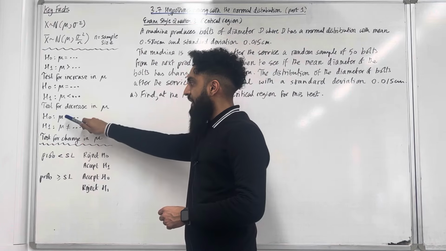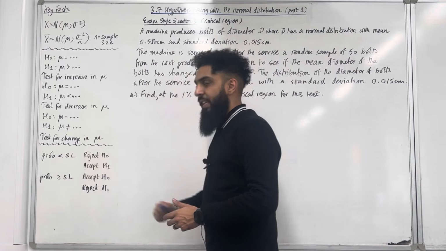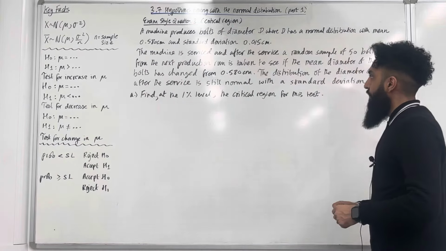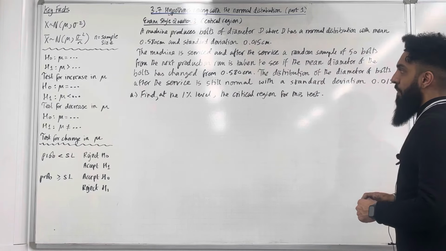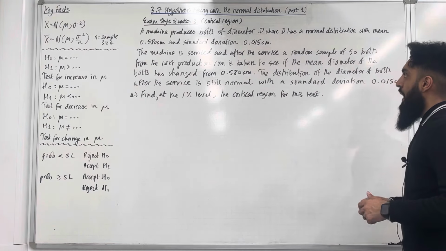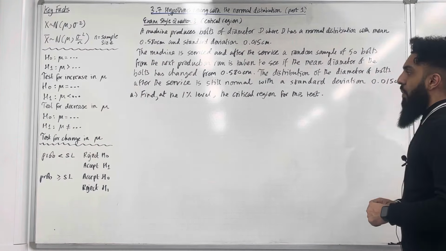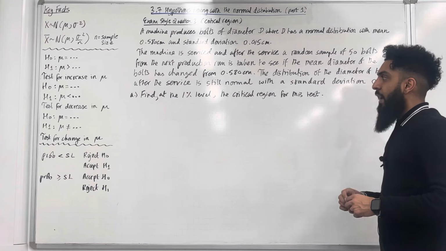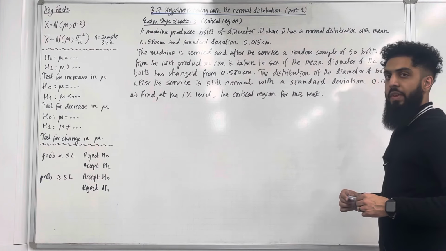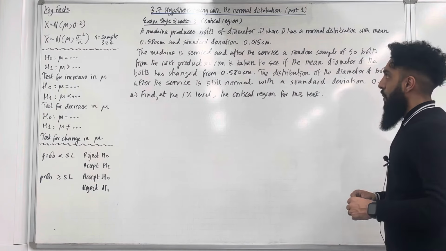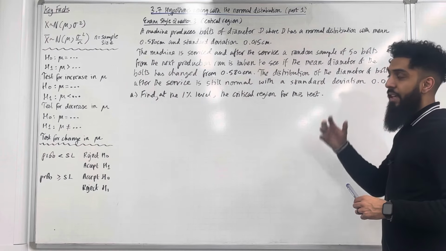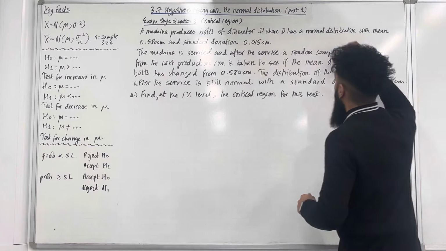In H1, we must have mu is not equal to, we are testing for a change in the mean, mu. The distribution of the diameter of bolts after the service is still normal with a standard deviation of 0.015 centimeter. Part A, find at the 1% level the critical region for this test. Okay, so what I'm going to do first of all is take out all the key facts from the paragraph. So here are my key facts.